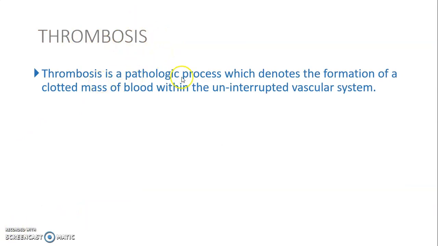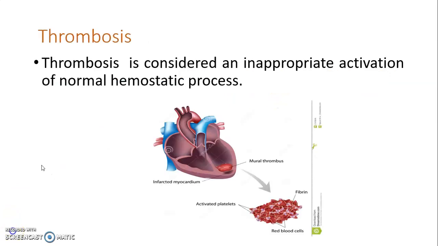Thrombosis is a pathological process which denotes the formation of a clotted mass of blood within the uninterrupted vascular system. So the important point is that it is a pathological process, formation of a clotted mass of blood in the uninterrupted vascular system. It is also considered an inappropriate activation of the normal hemostasis process.